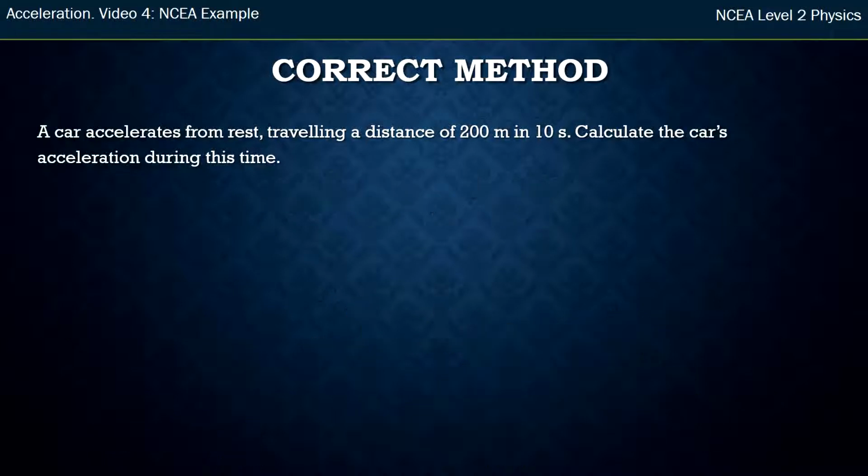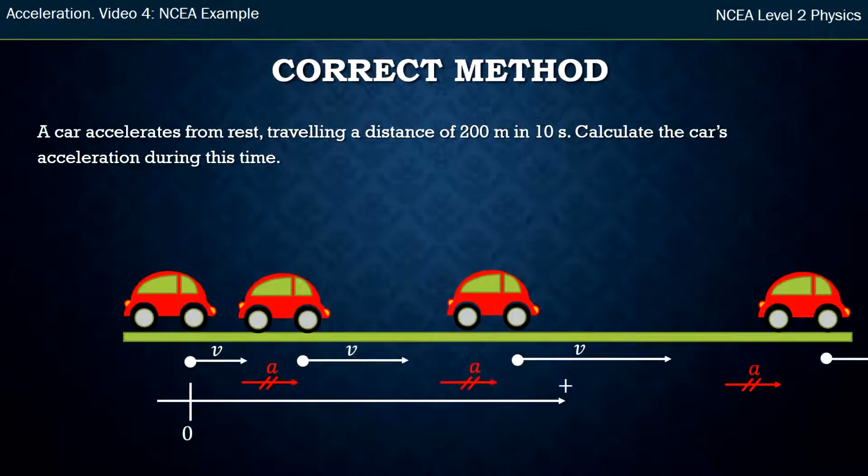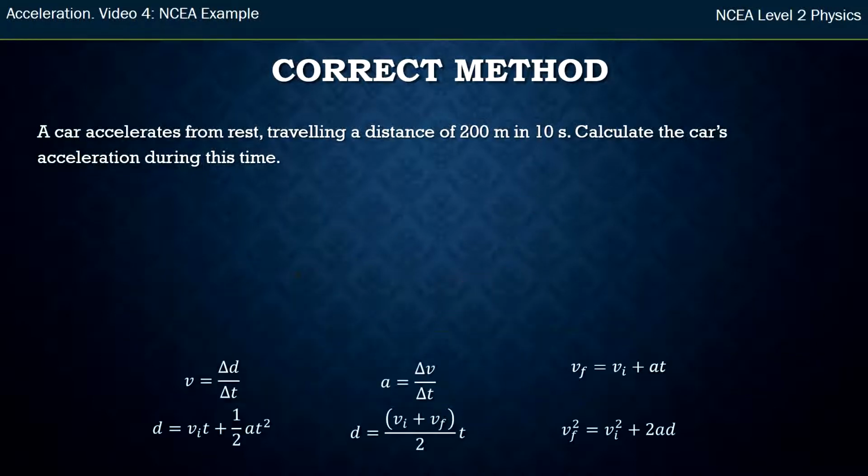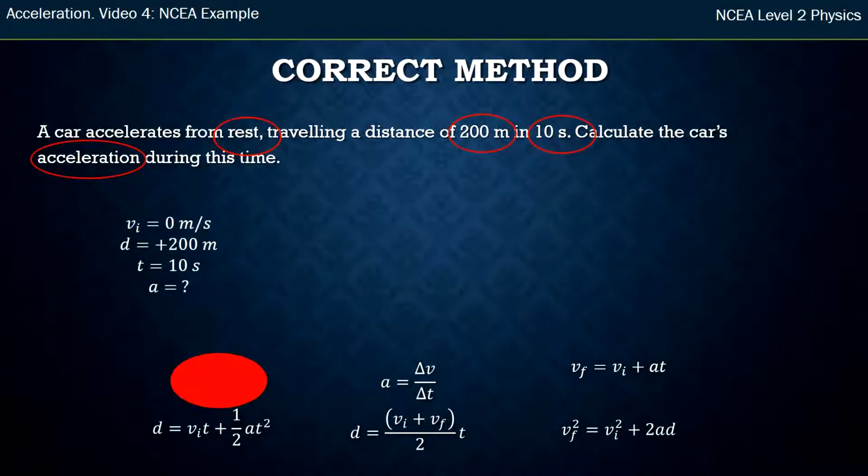I can also use the equation method. Start with a motion map, make sure I know my velocity is increasing, it's positive, and what my acceleration is as well. Then as I look at these equations, knowing that I have an acceleration here, I can straight away write down what I know. It accelerates from rest, that's initial velocity 0, travels a distance of 200 meters in 10 seconds, and I want to find acceleration. Straight away I can block out my constant velocity formula because I don't want to use it. So what formula has the rest of those four things in it? It's this one here.